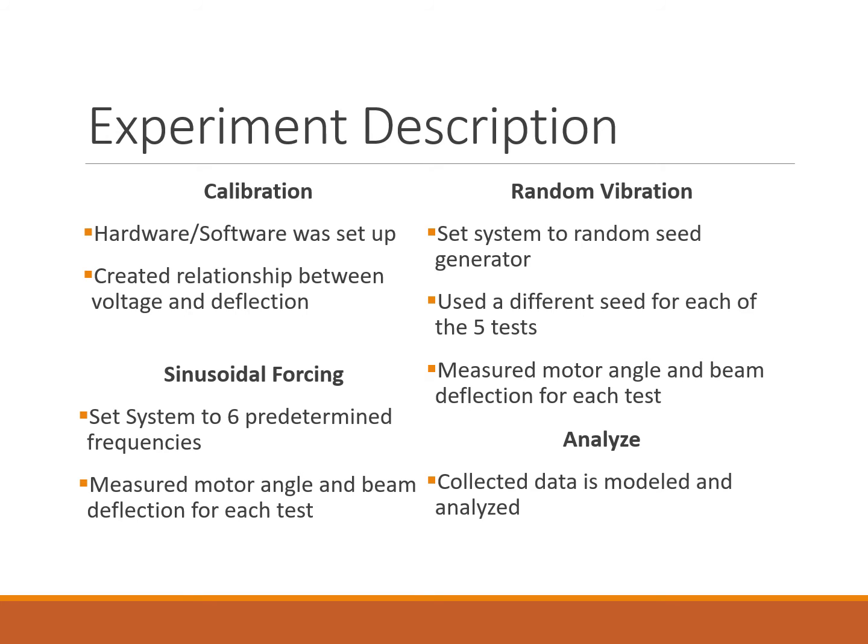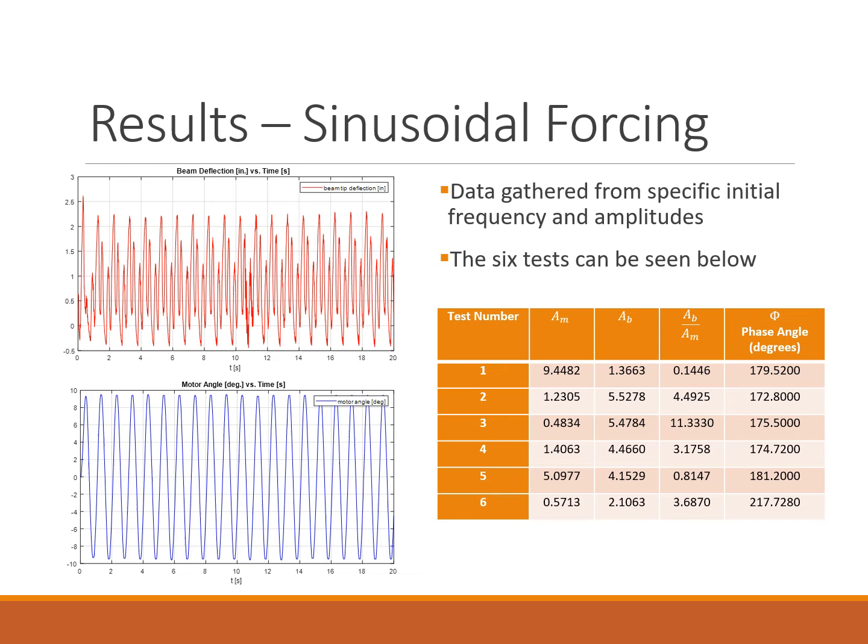We measured the motor angle and beam deflection for all tests in each case. We then modeled the data using transfer functions and analyzed the results. Using the given frequency and amplitude values, we are able to plot the data and analyze it, giving us the amplitude ratio and phase angles of each test. In the table on the screen, you can see the result of the 6 tests that we ran.